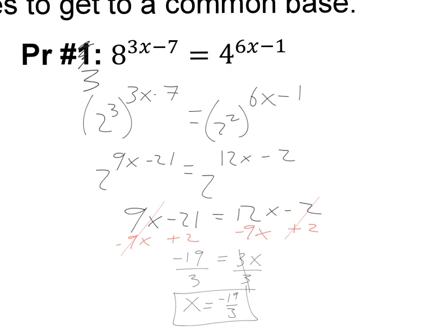Okay, hopefully you saw that you could write 8 as 2 cubed and 4 as 2 squared. Then you could distribute this exponent to an exponent, so you get 9x minus 21 and you get 12x minus 2. The bases are now the same, so you can set the exponents equal to each other, do some algebra and solve, and I get x equals negative 19/3. Now it's not a nice pretty number, but that's okay, it still works. And that's all we really care about here.